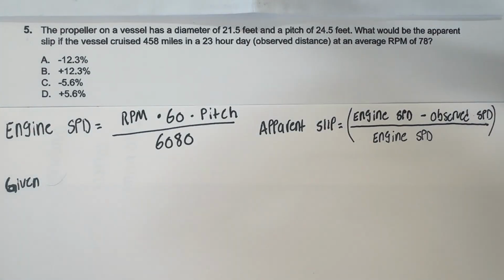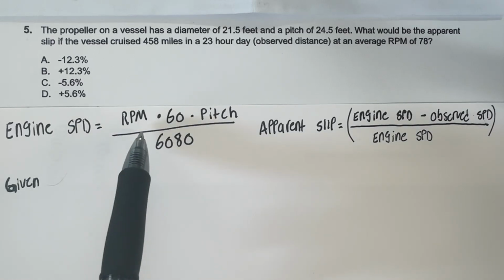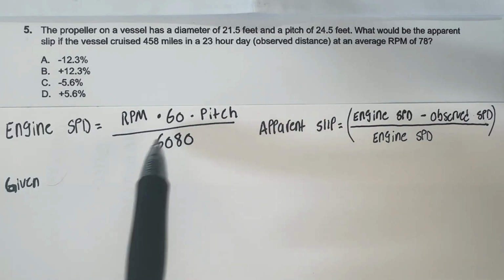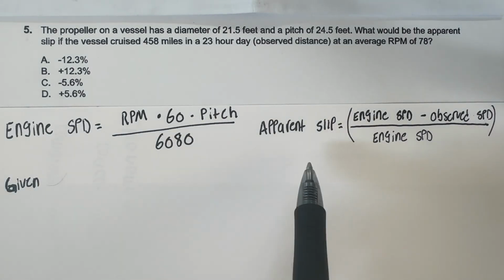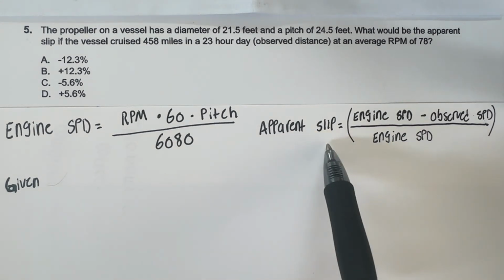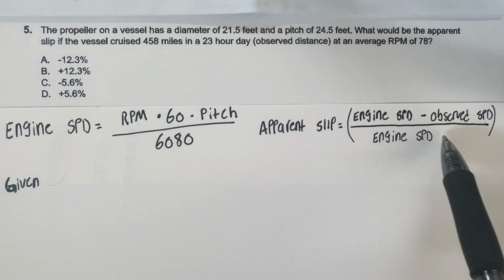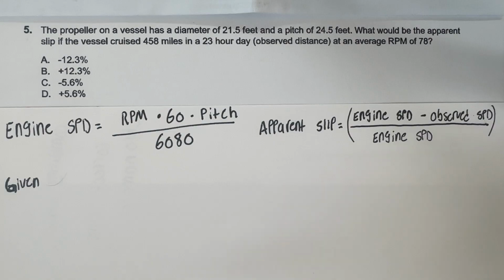We can solve this problem by using these two equations. Engine speed equals RPM times 60 times pitch divided by 6,080. And our apparent slip, which is what we're looking for, is the engine speed minus the observed speed divided by the engine speed. So we can start by reading the problem and seeing what's given.